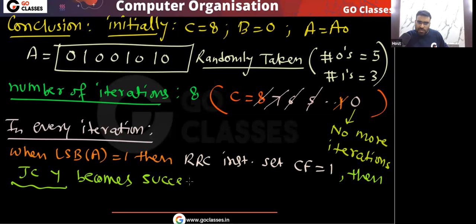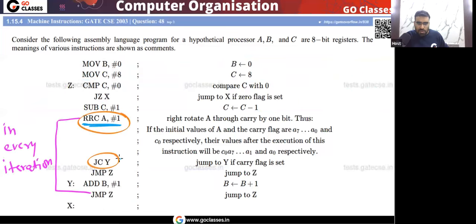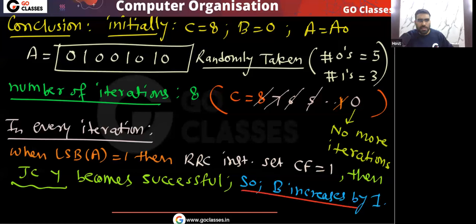Then this becomes successful. And because it becomes successful, you will go to Y. You will go here, so the value of B will increase. B increases by 1. Is this clear? Let me know. So finally B is increasing by 1.